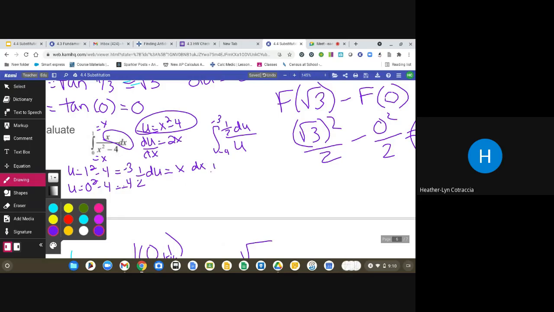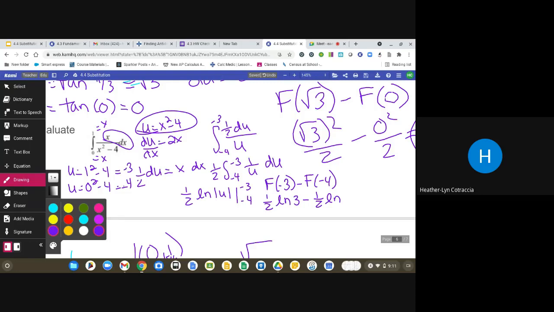Now I'm going to clean this up a little bit. I'm going to bring the 1/2 to the outside of the integral. That is from negative 4 to negative 3. And I'm going to leave that as 1 over u du. Integrating that, I'm going to have 1/2 times the natural log absolute value of u. And then because I have bounds, I need to evaluate them from negative 4 to negative 3. So I need to do f of negative 3 minus f of negative 4, which will give me 1/2 natural log absolute value of negative 3, which is 3, minus 1/2 natural log absolute value of negative 4, which is 4.